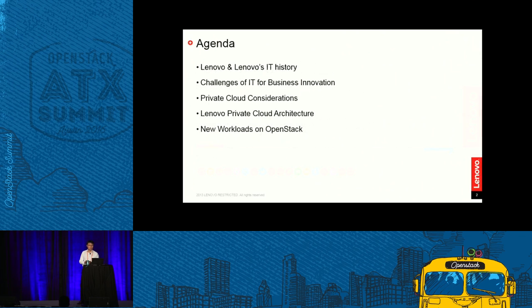And today we will cover these topics. We are going to introduce a short background about Lenovo and its IT history, and also the challenges that Lenovo met in the era of internet. We also introduce why Lenovo chose OpenStack to build their private cloud in 2015. And also we will cover how they use OpenStack and, from the technology point of view, what kind of workload can run on their private cloud. And also we will cover their future plan on OpenStack.